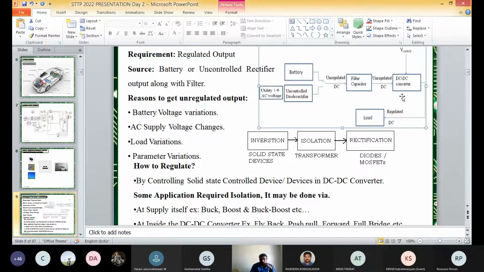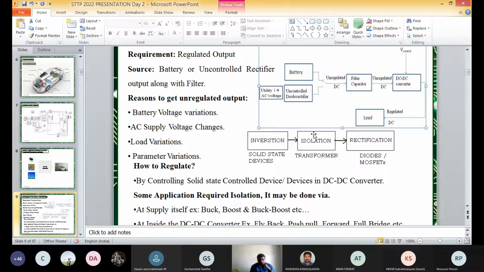We convert using the DC to DC converter with the help of solid state devices, so we are able to convert a DC value from one value to another value. In some special applications we also require isolation. As the current range increases beyond a certain value, we need to go for an isolated DC to DC converter. For this purpose we use a transformer, a pulse transformer in the case of power electronic converters.